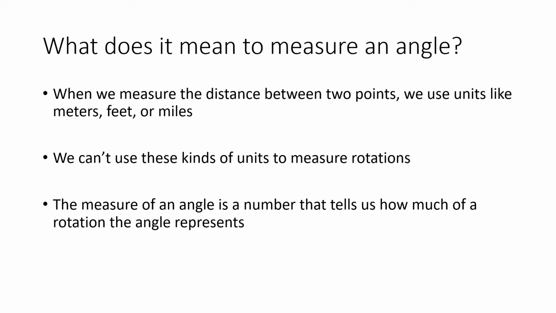Well, when we measure the distance between 2 points, we use units like meters, feet, miles, kilometers, etc. But we can't use those kinds of units to measure rotations. So we need to come up with a different way to do it. But what it would mean to measure an angle would be to tell us how much of a rotation is represented by that angle.